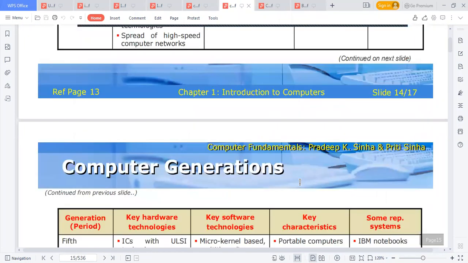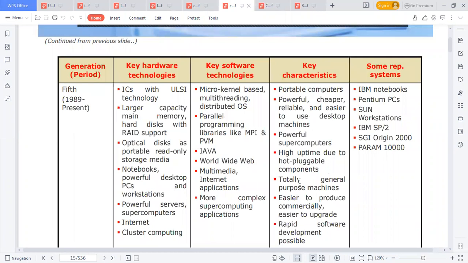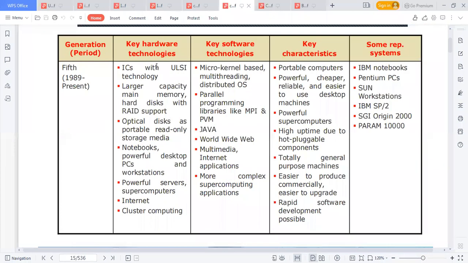And now, at last, this is the fifth generation. This is the very updated generation and it runs from 1989 to present. These are the key features, the key technology and characteristics we are using now, and these are the very updated computers used worldwide: IBM notebook, Pentium PCs, Sun workstation, IBM SP2, SGI Origin 2000, Param 1, Param 10,000. So these are the key features and the key software technologies.